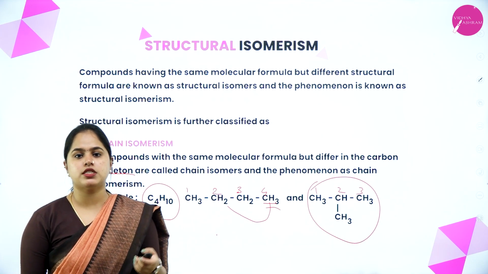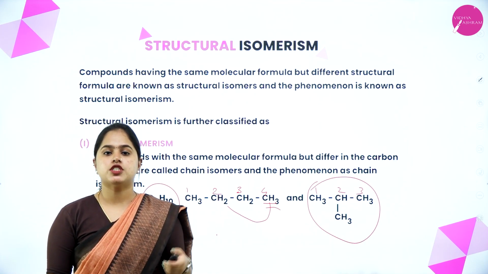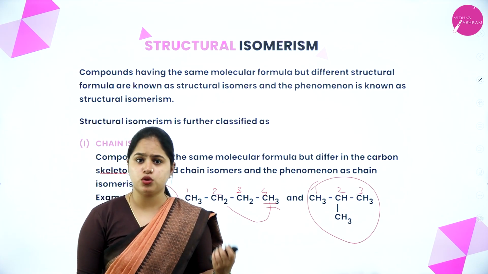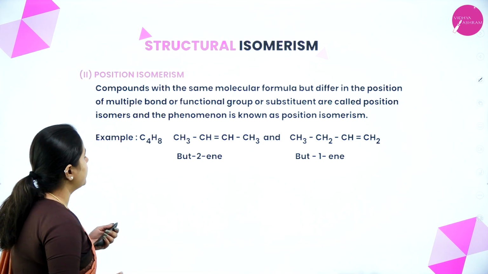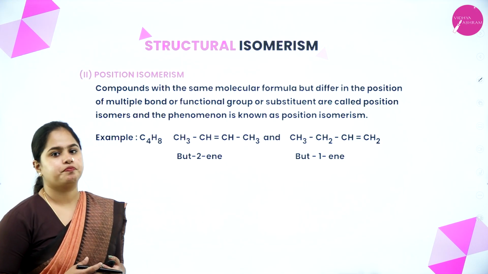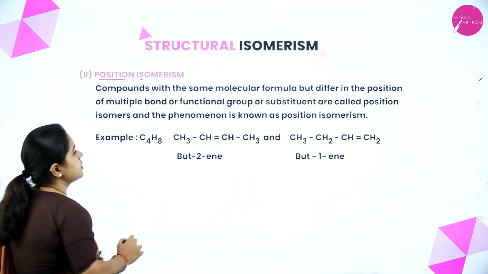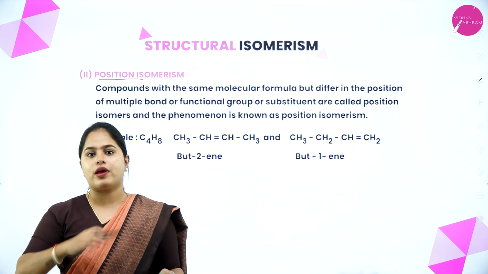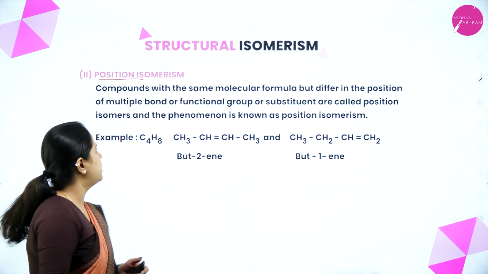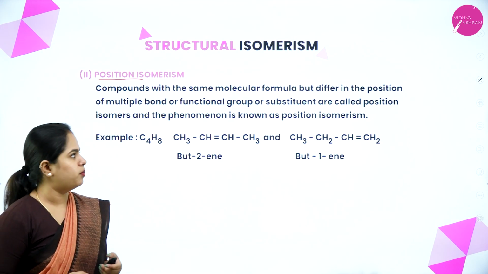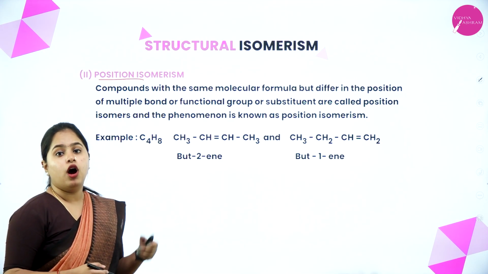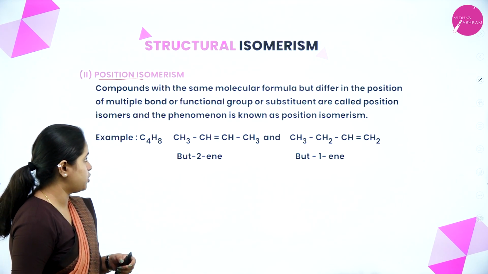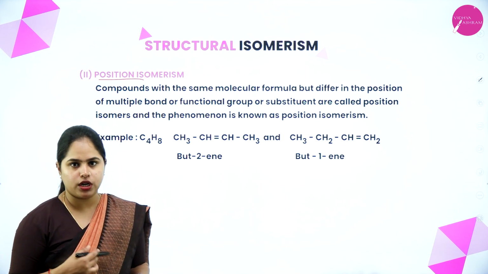This chain isomerism will be shown only by compounds having a minimum of 4 carbon atoms. 4 or more than 4 carbon atoms can show chain isomerism. Moving on to the next one, that is position isomerism. From the name itself you can say position. When the position of the functional group or the substituent changes, you get position isomers. Compounds with the same molecular formula but differing in the position of multiple bonds, functional groups or substituents are called position isomers, and this phenomenon is called position isomerism.